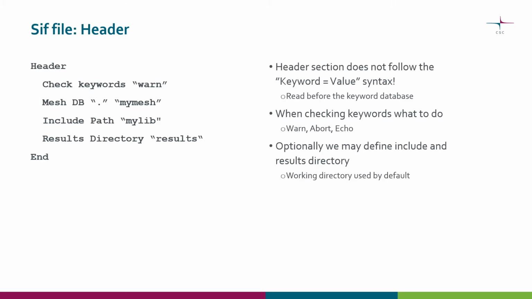Here we go through the sections of the SIF file one by one and explain what each section includes. So the header section should always be the first one. It includes information on how to treat the keywords. Should we warn if a new keyword is found, or should we abort, or should we echo everything? It should also include the mesh database. So here, for instance, we expect to find the mesh in directory mymesh. Also, it can include a path for checking the shared objects, or a results directory for saving results, but these are not mandatory.